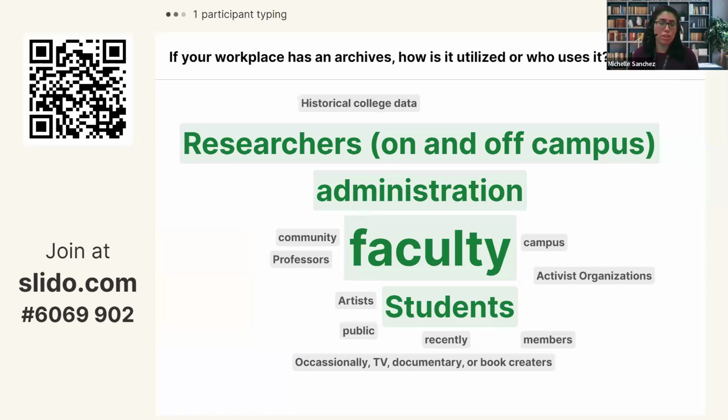So it does look like the majority of our clientele who come in to use any archives are faculty members, followed by administration. It looks like researchers and students might be equal in terms of how many occurrences happen. And I'm looking at the reasons: historical data, artistic reasons, and activist reasons. So that's great. Thank you so much. It's really good to see how your archives are being used in comparison to ours at Chaffey.